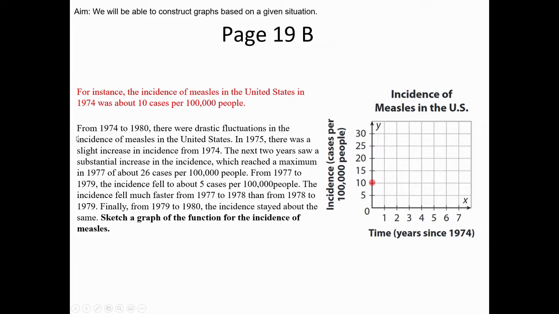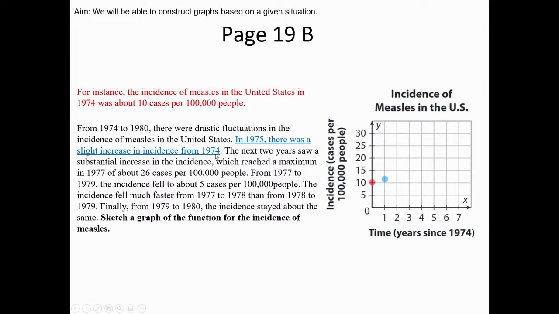And then it says from 1974 to 1980, there were drastic fluctuations in the incidence of measles in the United States. That doesn't really tell us so much. Let's just move on. Then we read, in 1975, there was a slight increase in incidence from 1974. So 1975 is just 1 year after 1974. It doesn't really tell us a specific number, but we know that whatever dot we put on this graph should be a little bit above 10. Is that 100% accurate? Well, based off this information, we can't do much more.